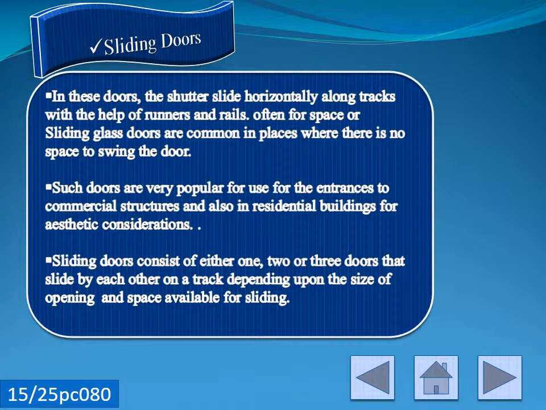We have the sliding doors. In these doors, the shutter slides horizontally along tracks with the help of runners and rails. Often for space, sliding glass doors are used in places where there is no space to swing the door. Such doors are very popular for the entrances of commercial structures and also in residential buildings for aesthetic consideration. Sliding doors consist of either 1, 2 or 3 doors that slide by each other on a track, depending upon the size of the opening and the space available for sliding.